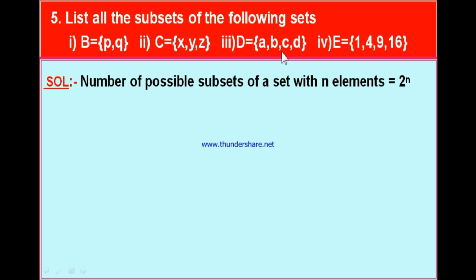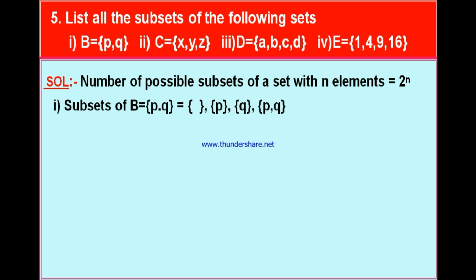Okay. Now let us solve this question. First bit. Subsets of the set B is equal to PQ are. Now, the number of subsets for B, we know that there are 4 subsets, and let us list out all the 4 subsets. For any set, we know that the empty set is a subset. Therefore, first write an empty set. Next, the set with the first element, the set with the second element, and the set with both elements.